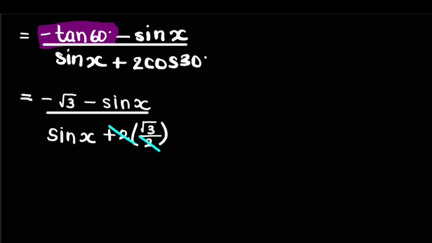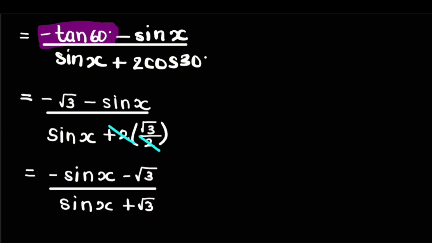At this point, you realize that your numerator and denominator look similar. They both contain sine x, they both contain square root 3, but the terms in our numerator are negative and the terms in our denominator are positive. However, we can get them to look the same. What we can do is swap the terms in the numerator. So I've rewritten them as negative sine x minus square root 3.